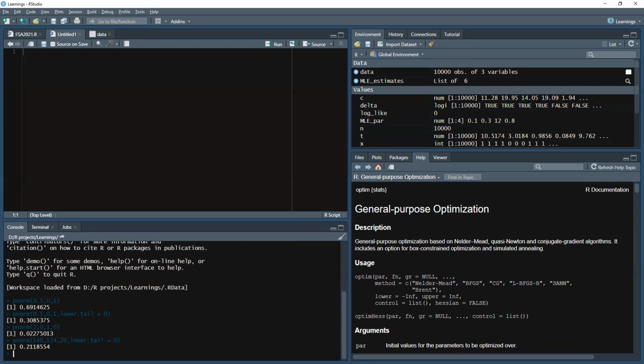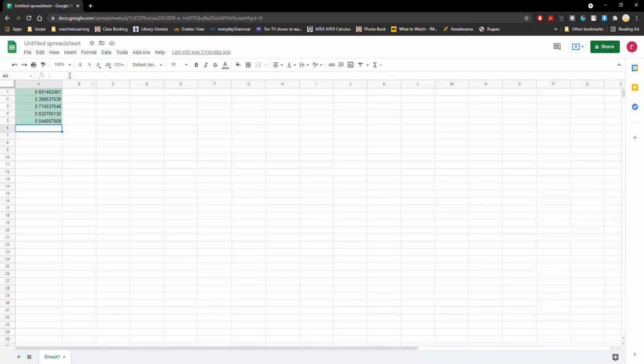Okay, and let's show the same using spreadsheets. For spreadsheets, if I need the right tail, then I need to start with 1 minus NORM.DIST, 140, 124, standard deviation is 20, and cumulative is always true, so 21%.